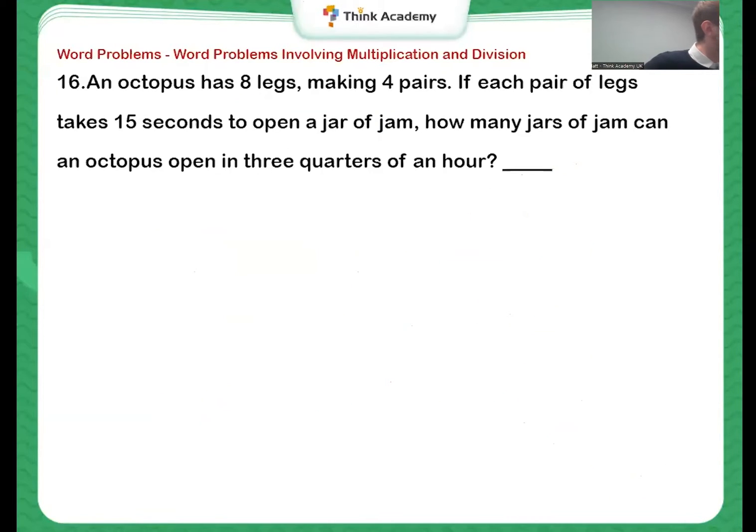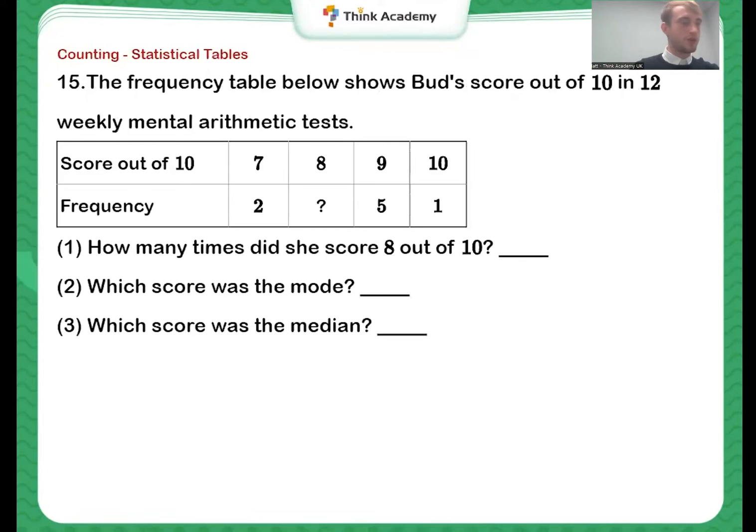So, which one? I think number 15 on the whole was okay. I think the median was the difficult part with this one. Now, this is about different types of average.